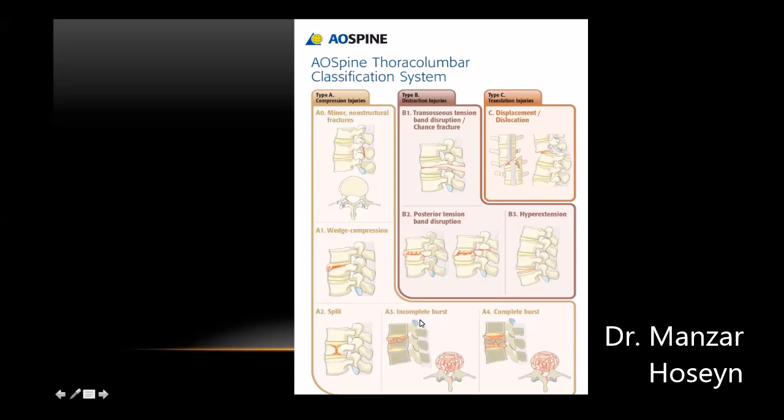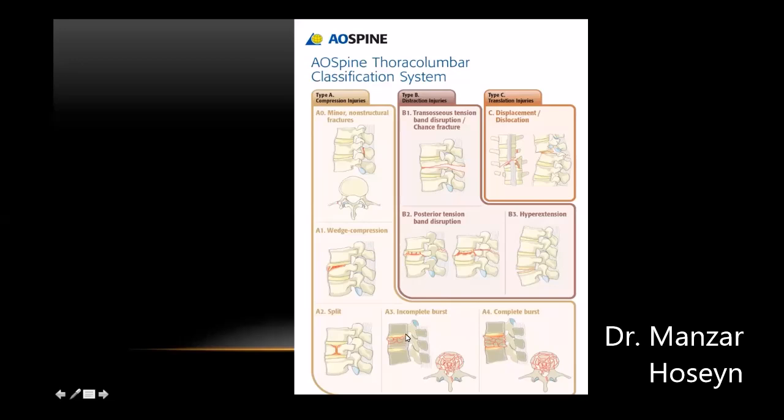The next is, these are all compression fractures. The next is the burst fracture. Almost all the neurosurgical residents have seen this. A burst fracture can involve the superior end plate or both end plates. What a burst fracture actually means is that the posterior cortex of the vertebral body, which is close to the spinal canal, is gone.